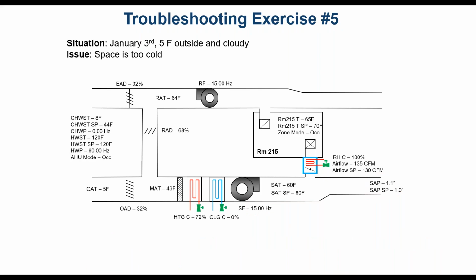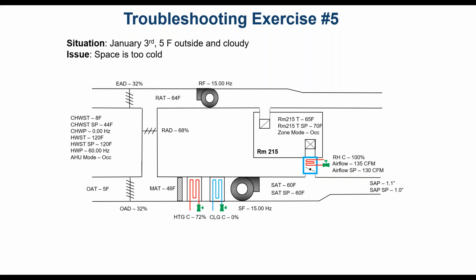Last troubleshooting exercise. January 3rd, 5 degrees outside and cloudy, pretty cold. And the space is also pretty cold. Pause the lesson and work through the 6-step process. All right, welcome back. This is the last exercise. Let's see how you did.